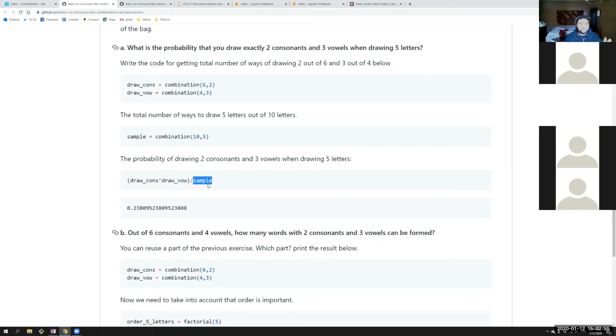Because the sample is your sample space. That's just all possible ways to select 5 letters. And then here they're just multiplying the ways to select consonants with the ways to select vowels, and that is your event space, right? Those are the outcomes where you draw a consonant. Those are the outcomes where you draw a vowel. You multiply them together, and that gives you your event space. So that's the sample, and that gives us your probability of getting 2 consonants and 3 vowels. Does that make sense?